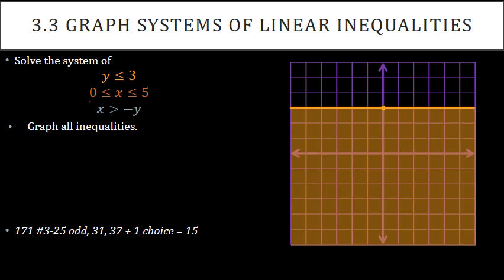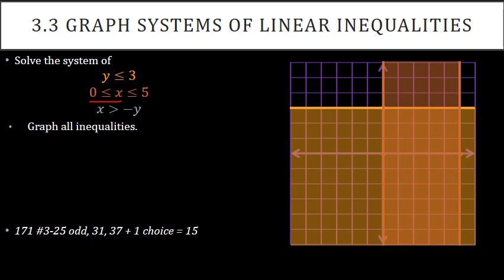The next one has two parts. First part is x is greater than or equal to 0, so that's a vertical line for x equals 0. And then the other part is x is less than or equal to 5, so that's a vertical line at x is 5. Again, they're solid because they're equal to. And the x is between, so we shade in between.